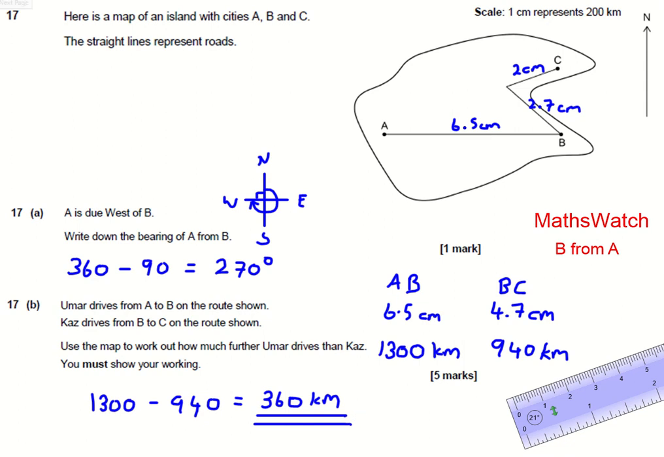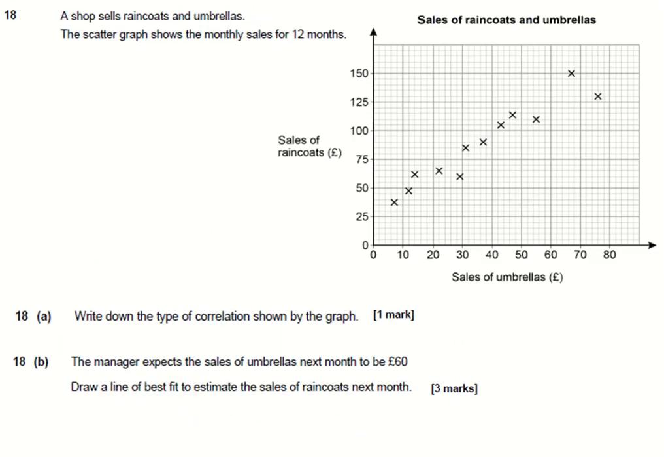And question 18 will be the last question in this part. A shop sells raincoats and umbrellas. The scatter graph shows the monthly sales for 12 months. Part A. Write down the type of correlation shown by the graph. The correlation is the link between the two different parts of the information. So it's the link between the sales of raincoats and the sales of umbrellas.